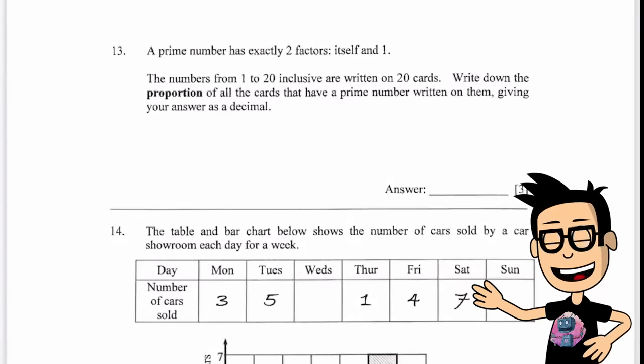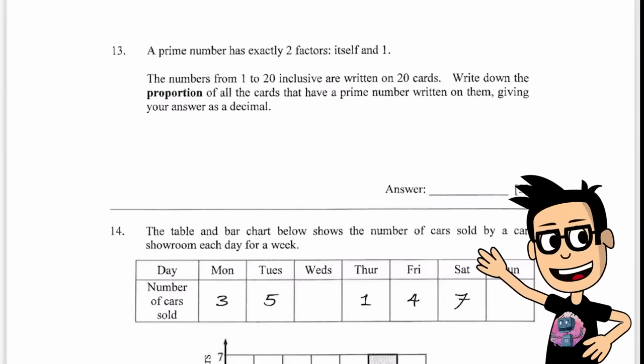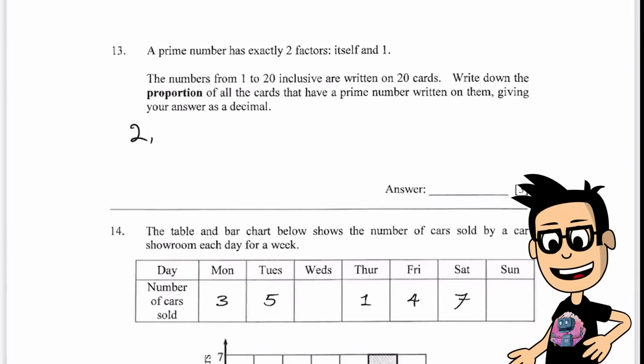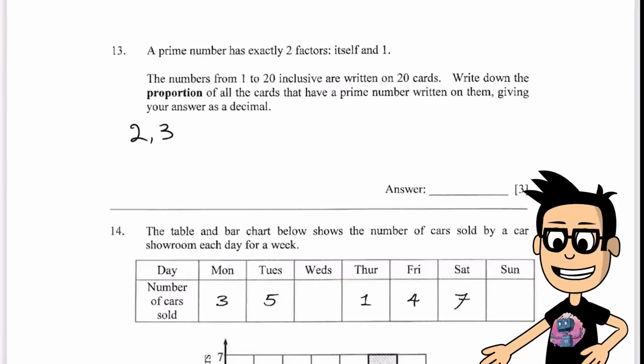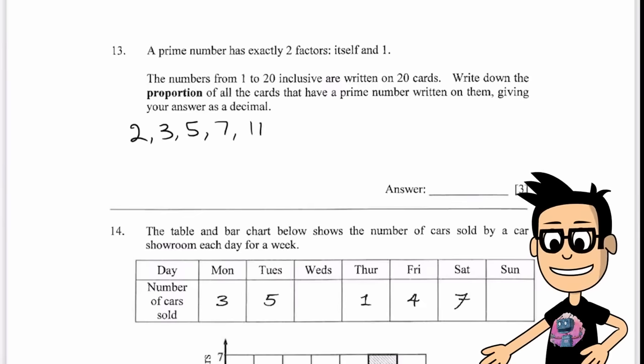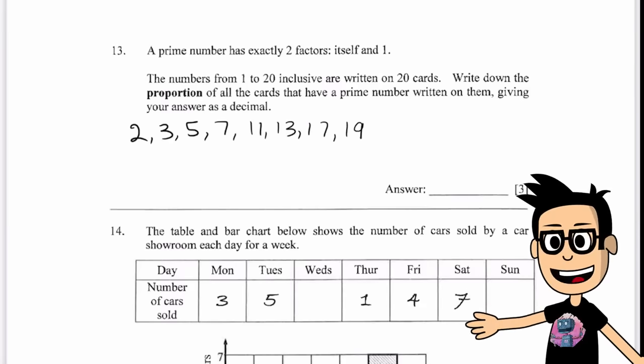So a prime number has exactly two factors, itself and 1. And the numbers from 1 to 20 inclusive are written on 20 cards. So write down the proportion of all the cards that have a prime number written on them, giving your answer as a decimal. So the first thing we need to do here is write down all our prime numbers from 1 to 20. So the first thing will be 2, and remember 2 is the only even number that is a prime number, which means no other even number can be a prime number. We then have 3, 5, 7, 11, 13, 17, and 19. That's your first mark there.